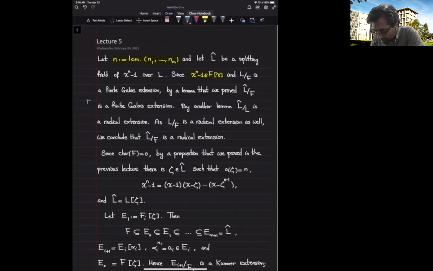So we have F over here, we have L on top of this, which is a Galois extension, a normal extension, and then we are given x to the n minus 1, which belongs to the smaller field. Now I'm considering a splitting field of this polynomial over the top one, and I'm calling that L hat. Because the coefficients of the polynomial belong to the smaller field, we can deduce that L hat is not only a normal extension over L, but also a normal extension over F.